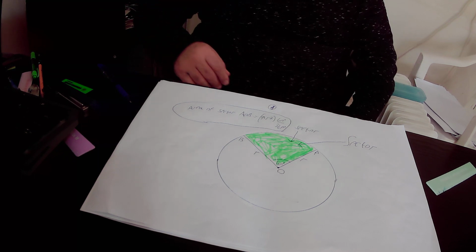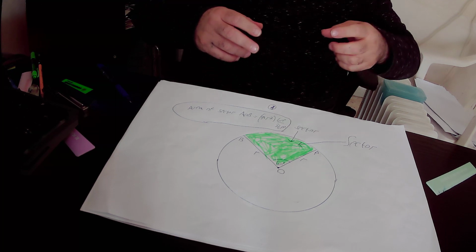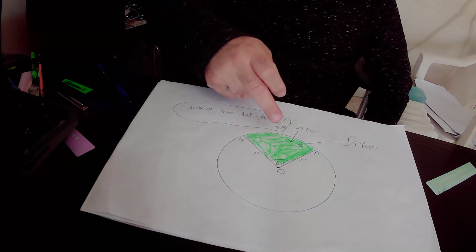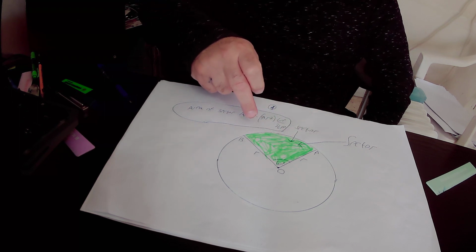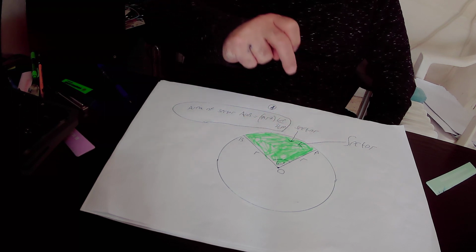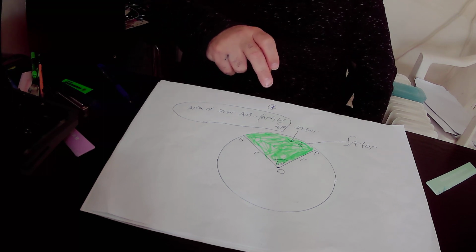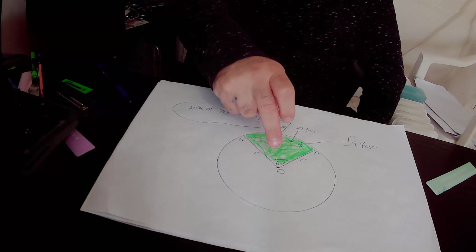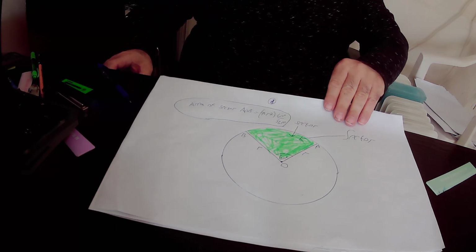Again, a sector is the area inside the circle that is bounded by two radiuses and the arc that is between those two radiuses. And the area of the sector equals pi r squared times the angle between the two radiuses over 360 degrees.